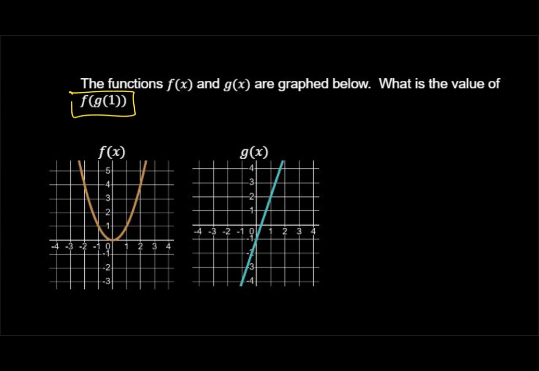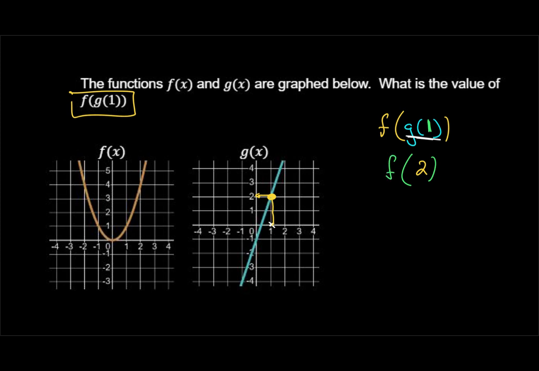If we want to find f of g of 1, that's fairly simple. So I'll color code there. First, we start with the innermost evaluation, the g of 1. That means we go to the g of x graph, find the x value of 1, which is right there, and then go up or down until we find the graph. What's the y value there? Well, the y value is 2. So I know that g of 1 is 2, meaning we now are looking for f of 2.